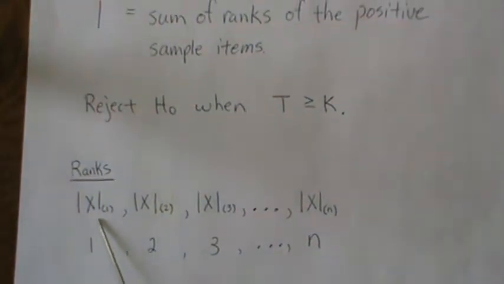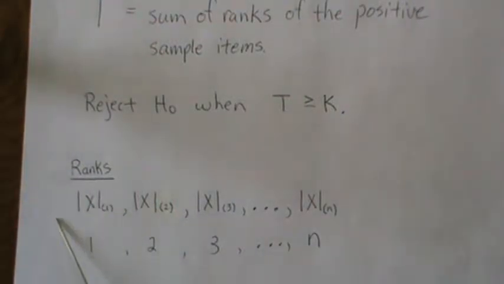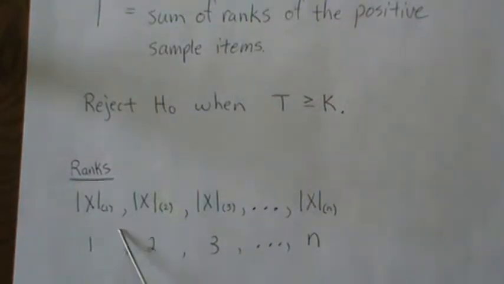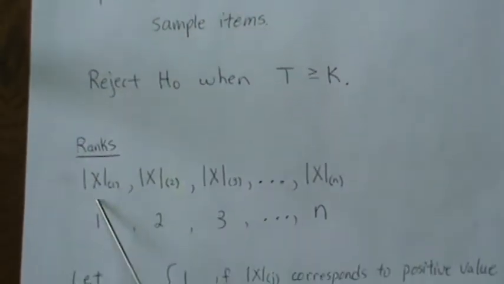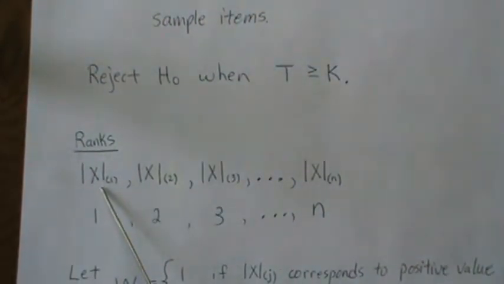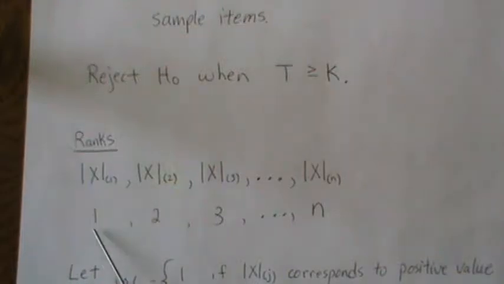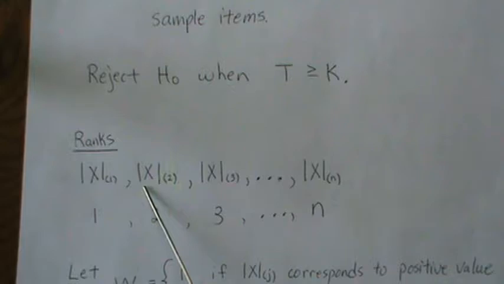If we let the absolute value of X(1), when you use a number in parentheses, we're ordering the data somehow. So this observation has the smallest rank, and this is the second, the third, the fourth. But this may be associated with any one of the observations. It might be our 10th observation, but happens to be the smallest absolute value. And this may be our first or 10th or whatever.